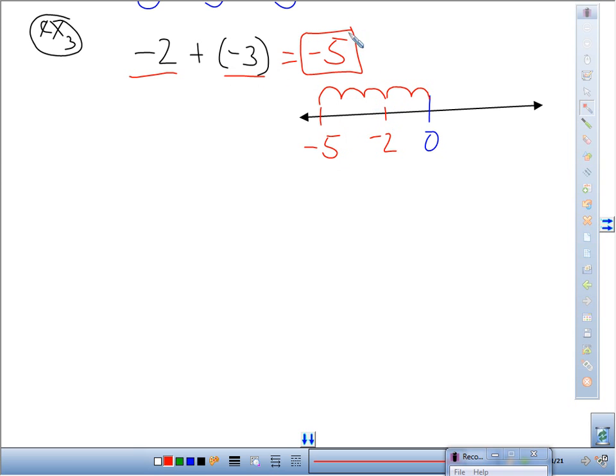So the negative numbers, we always go to the left. The positive numbers, we go to the right. Since we didn't have any positive numbers, we kept going to the left. Everybody see that? Okay. Now let's use tiles. We got negative 2, 1, 2. And this one is what? Negative 3, 1, 2, 3. Can we identify any zero pairs? There aren't any, right? So therefore, what do we have left? 1, 2, 3, 4, 5, negative.